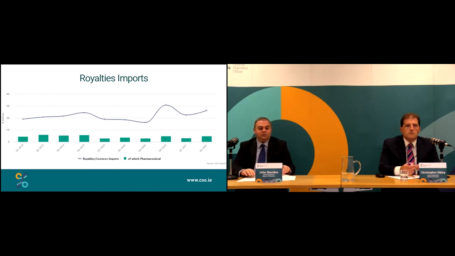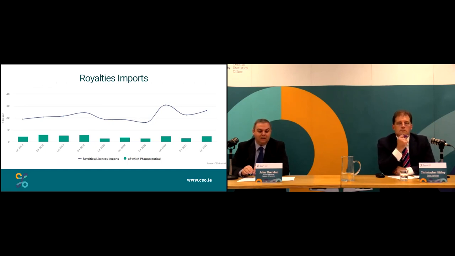Looking a bit more closely at our royalty imports, we can see here the line shows our total royalty imports, while the green bar shows our pharmaceutical royalty imports. And the difference between the two is predominantly information and communication in royalty imports. So we can see that pharma has an increase quarter on quarter and also compared to the same quarter last year. And we're also seeing an overall level trending upwards following the increase and decrease of Q4 2020 and Q1 2021.